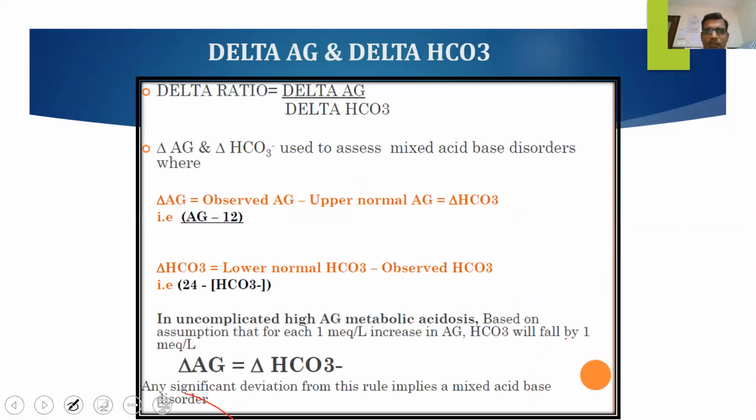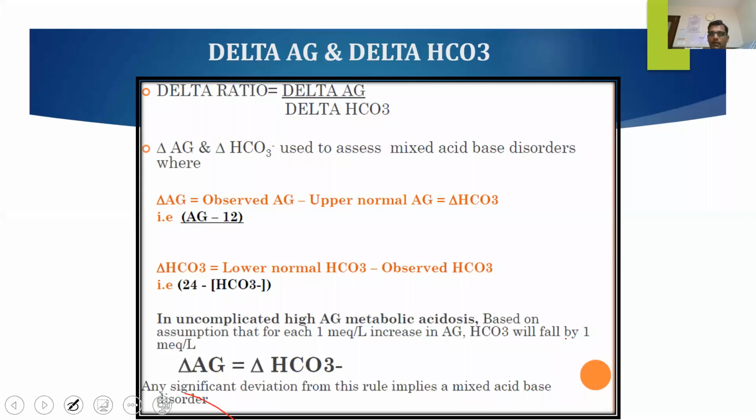Coming to delta ratio, many times it's a confusing topic, so I'll try to simplify it. What does delta ratio mean? The delta ratio is calculated in cases of high anion gap acidosis to find whether there is a hidden normal anion gap acidosis. When there is a primary normal anion gap, there cannot be a hidden high anion gap. But in a high anion gap, there can be a hidden normal anion gap or even a hidden metabolic alkalosis. To find that, we use delta ratio.